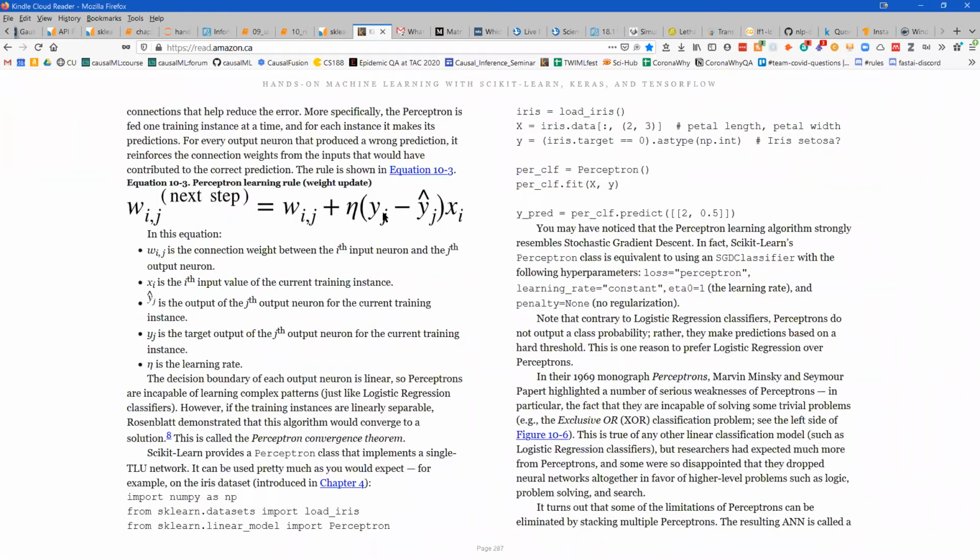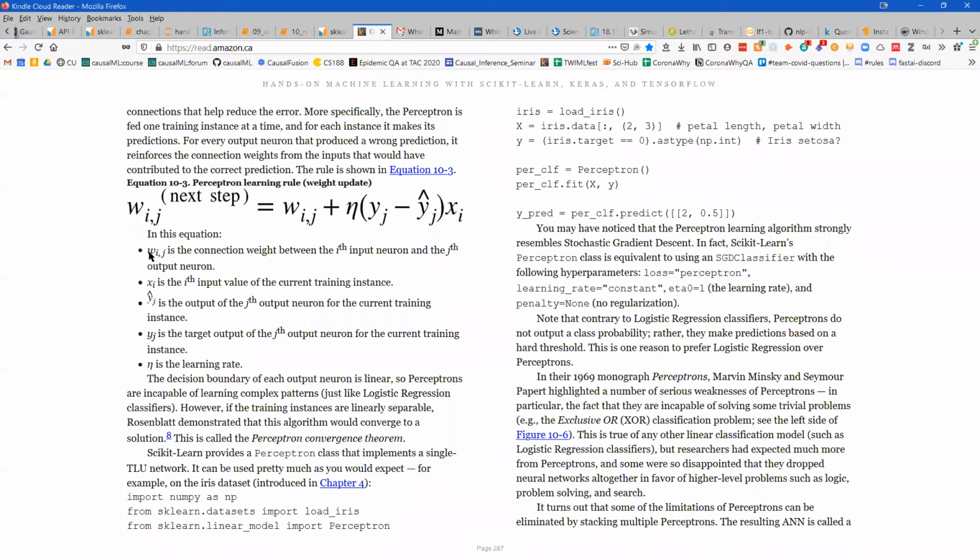For perceptrons, the equation looks really simple, and it reminds you of something, right? The next step for the weight is the current weight plus some eta, which is the learning rate, a constant that gets multiplied by the error, which is the expected output minus the output of your actual network, times the input. And this looks exactly like stochastic gradient descent.